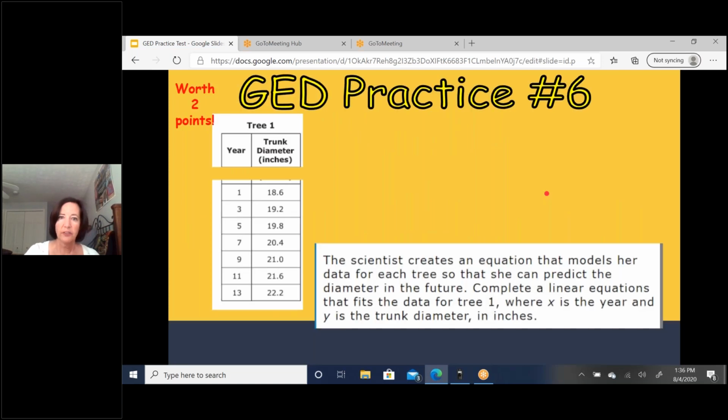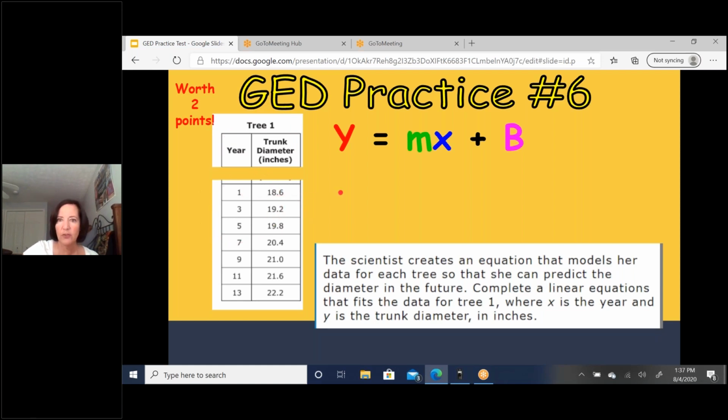Okay. So now we're back to our problem. We have to create an equation that models the data for each tree so that you can predict the diameter in the future. So we are completing a linear equation for tree number 1, where x is the year and y is the trunk diameter in inches. Okay, so we know that our linear equation is going to look similar to y equals mx plus b. But in the position where it says m, we have to calculate the slope, or the rate, for tree 1. So how are we going to do that?